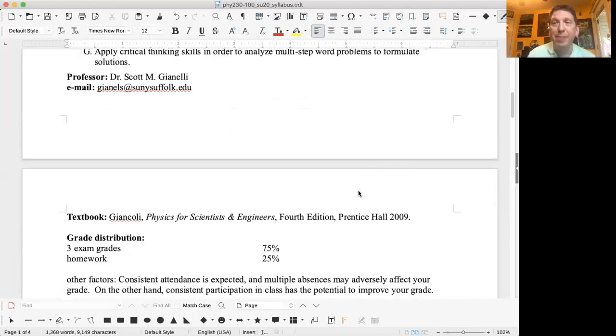So please keep up with that. It's very important. Other factors: consistent attendance is expected. Multiple absences may adversely affect your grade. If you disappear before the end of the semester, don't expect sympathy.